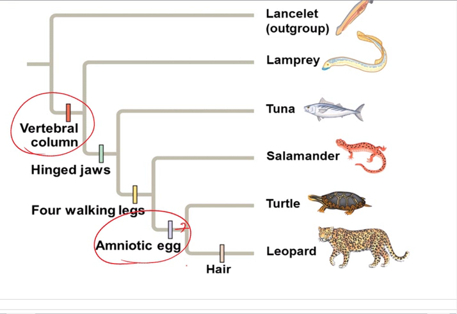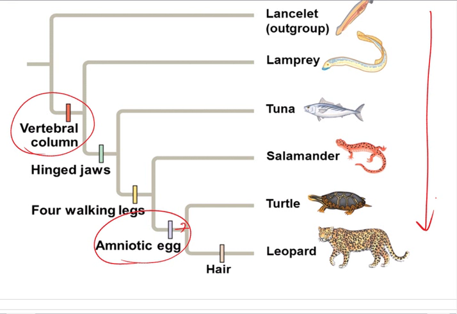What'd you say? Hopefully you said they are all equally related. So even though we have an order from top to bottom here, lancelet to lamprey, that order does not indicate degrees of relationship. So what do I mean by that? Lampreys and leopards have the same degree of relationship with a lancelet as a tuna or a salamander.